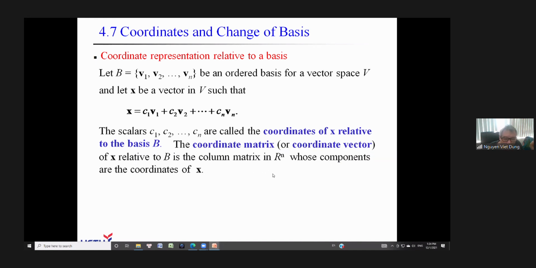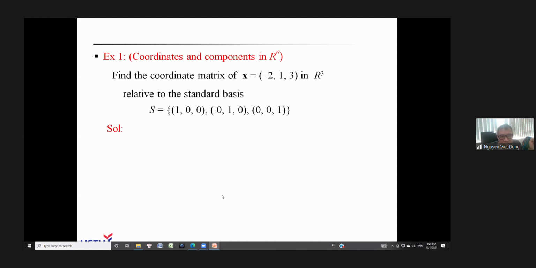Usually the coordinate of x will be written in the form of a column matrix, and we call it the coordinate matrix, and it is here. It will be written in this form, and we call it the coordinate matrix or the column coordinate. And in order to specify that it is a coordinate relative to the basis B, we put the B here as a subscript, x subscript B, like that. And the next one is an example.